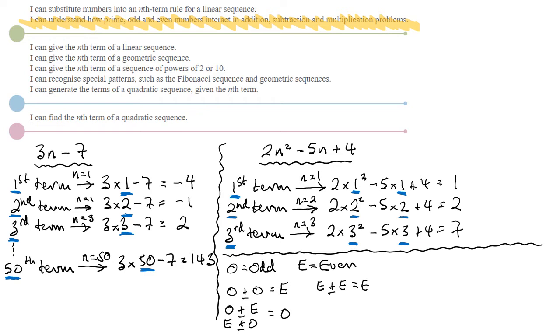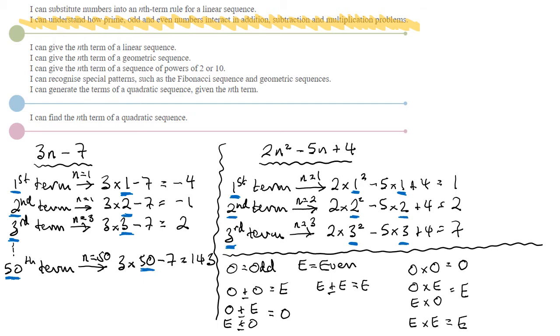Let's look at multiplying and dividing. If I do odd times odd, so let's think of two odd numbers multiplied together. 3 times 5 is 15, that's odd. Let's think of two different ones. 5 times 7 is 35, that's odd. So odd times odd is odd. Odd times even, or even times odd, that's always going to be even. You can think of some examples of that. And even times even is always going to be even.